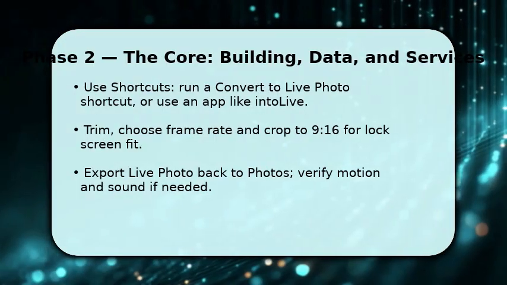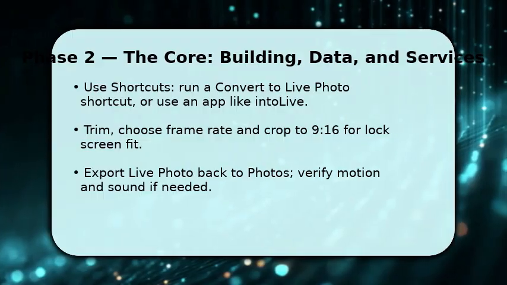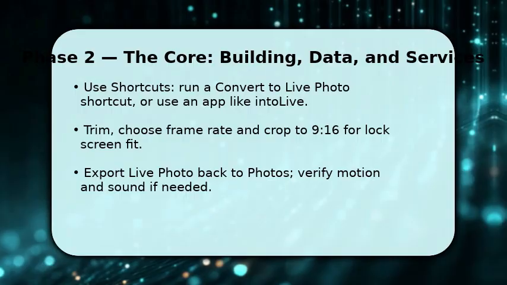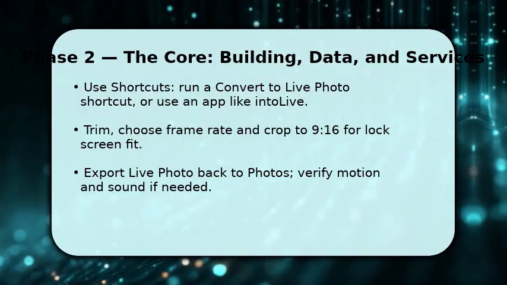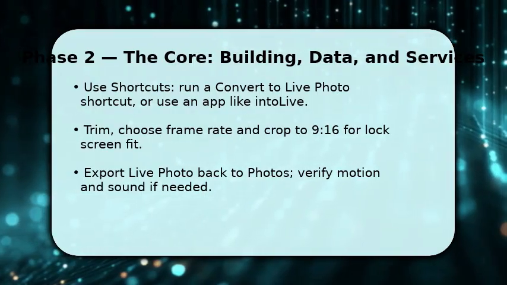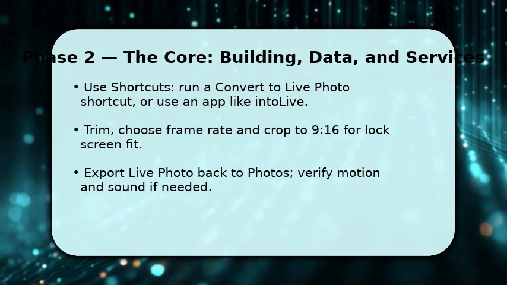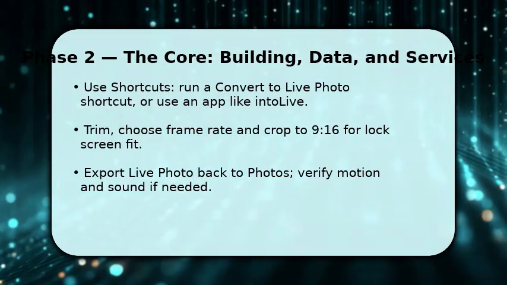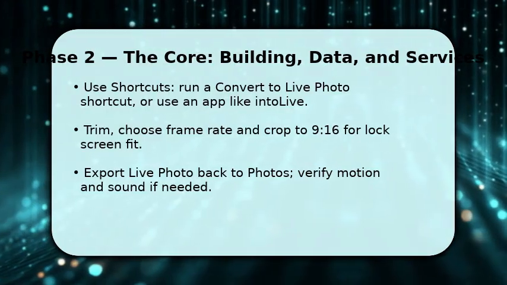Now convert the saved clip into a live photo. Use the Shortcuts app with a ready-made Convert to Live Photo routine, or open a third-party converter like intoLive and import the clip. Trim to 3-6 seconds, set frame rate and crop to 9:16 vertical for best lock screen fit, and export as a live photo into Photos.